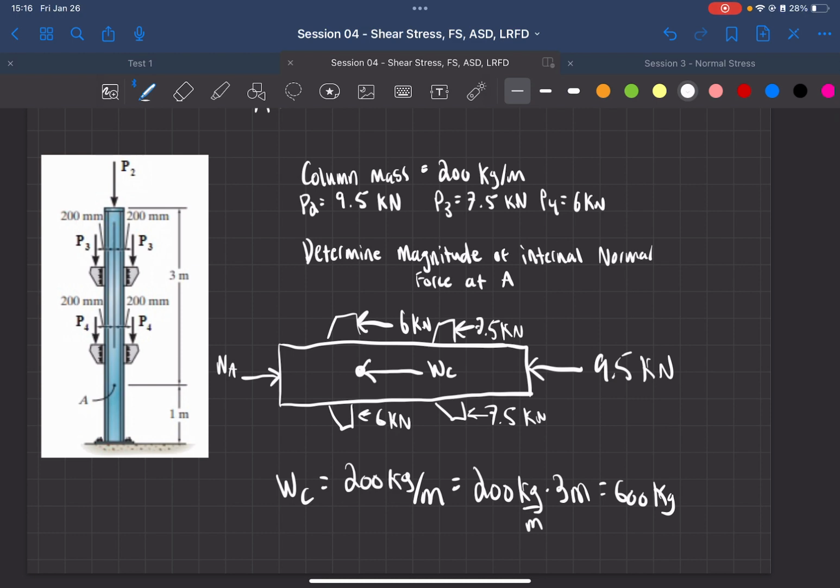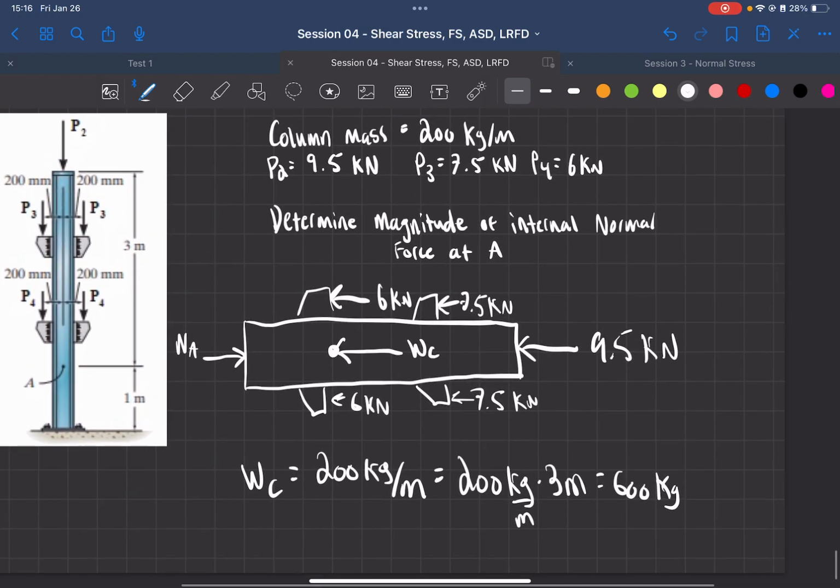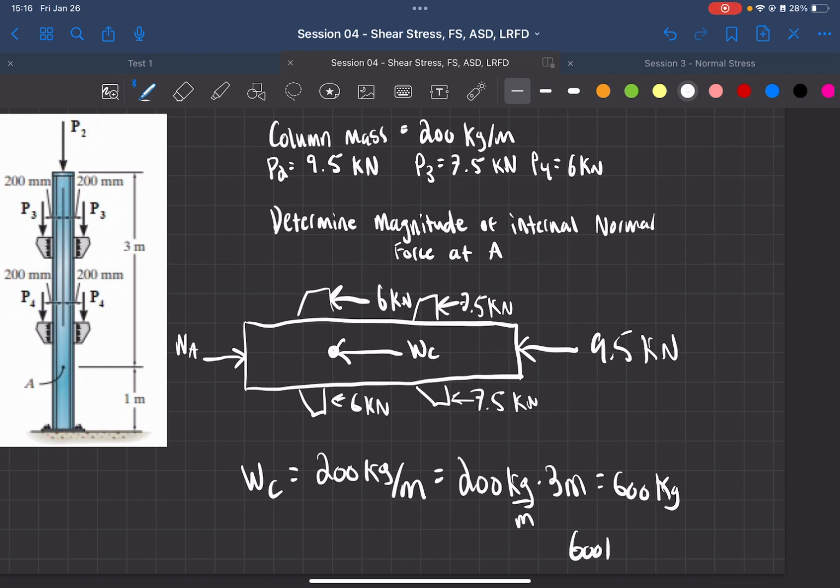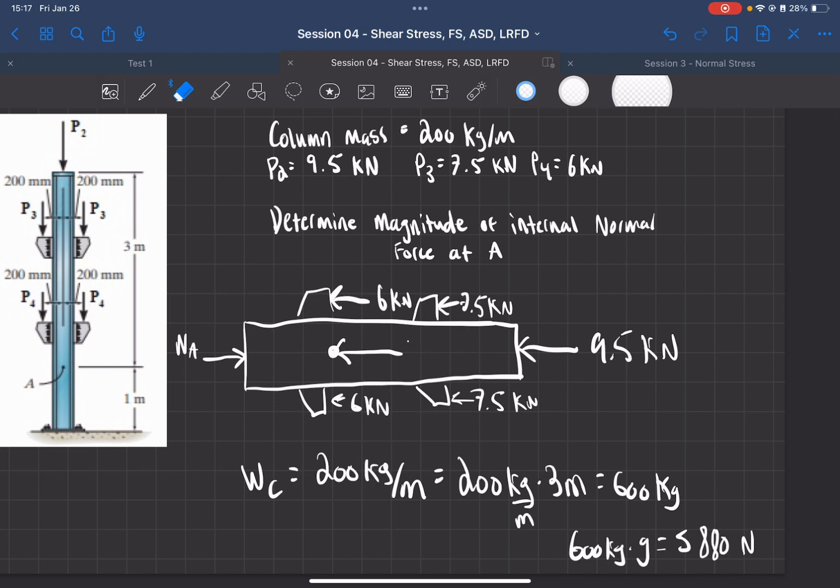The only thing we have to do is note that kilogram is not a weight, it's a mass. So we're going to convert this to a weight. 600 kilograms times the gravitational constant, in meters per second squared, and you'll get an answer of 5,880. This will be in newtons, right? Kilograms meters per second squared. We're going to write this in kilonewtons, because everything else is in kilonewtons. So this will be 5.88 kilonewtons.